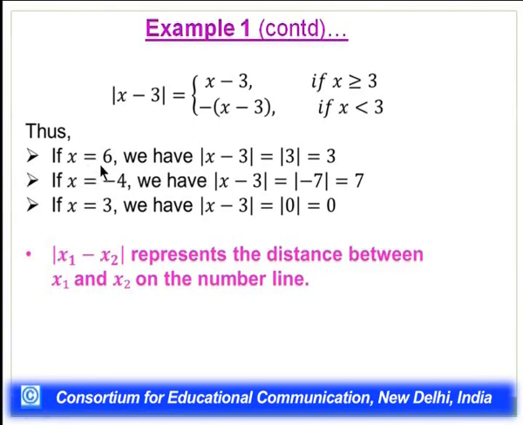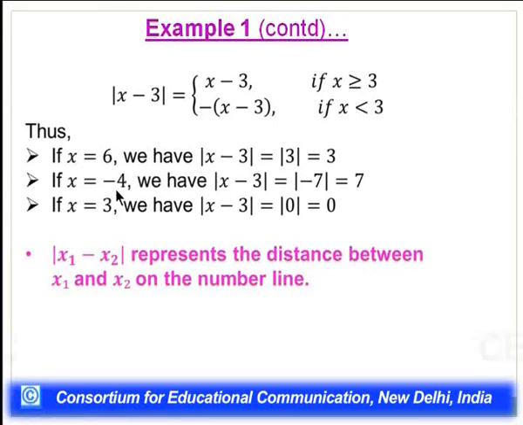Suppose x is equal to 6. Then you can visualize the number 6 on the number line, and you'll see that the distance between 6 and 3 is 3. If we take the absolute value of x minus 3 here, you can check that it is also equal to the absolute value of 3, which is 3. Because x is 6, x minus 3 will be 3, and the absolute value would then give you a 3.